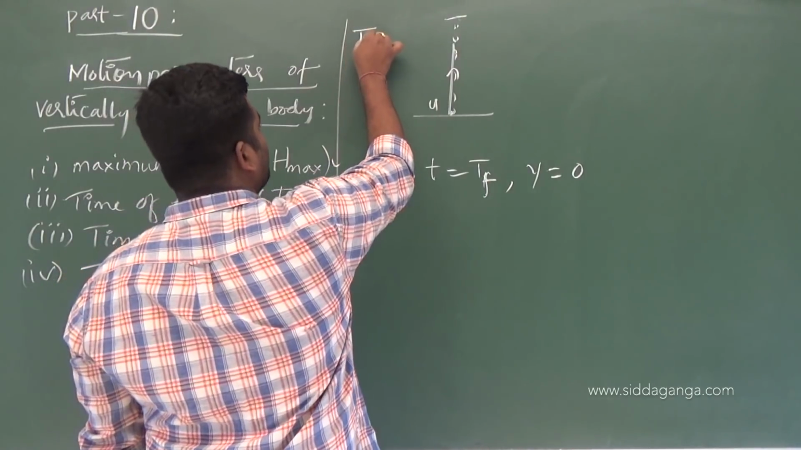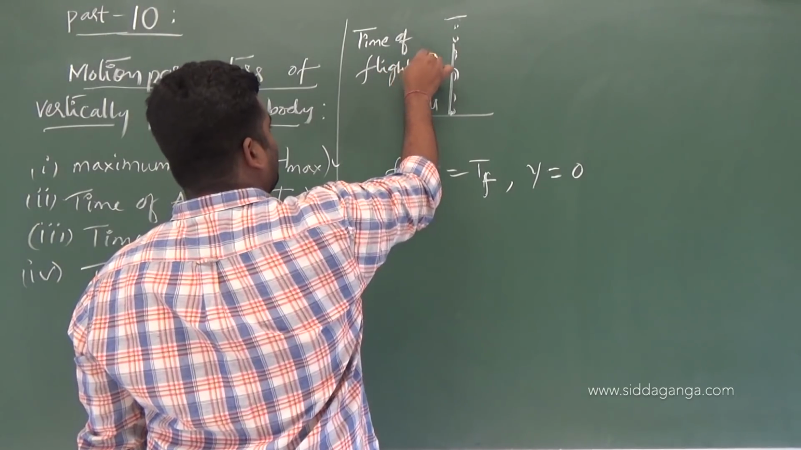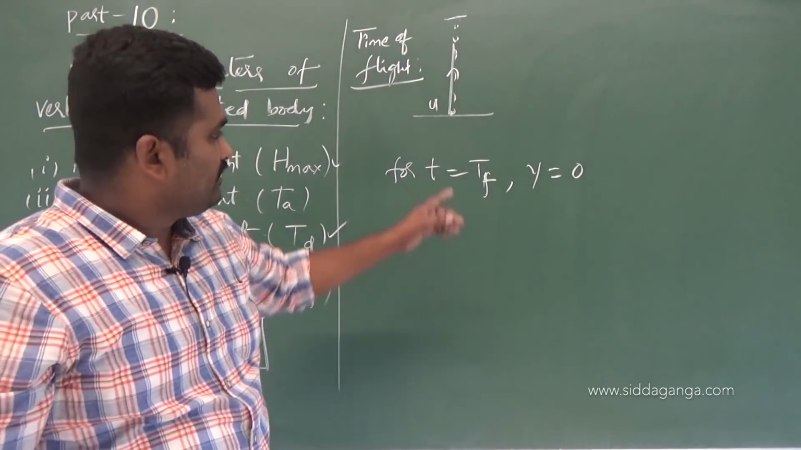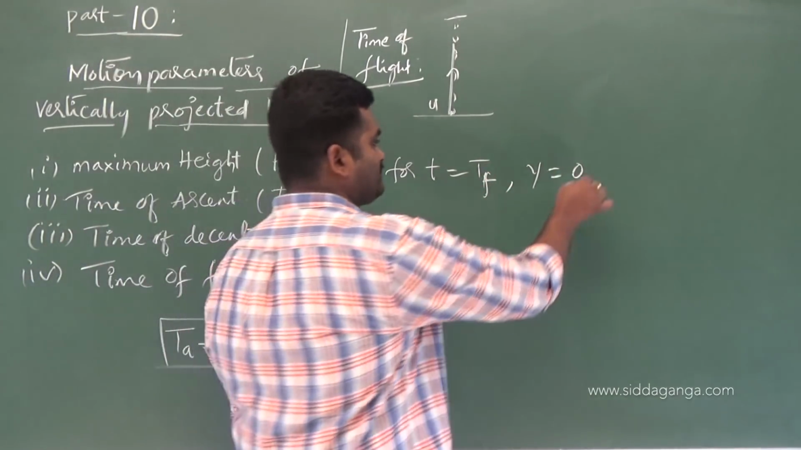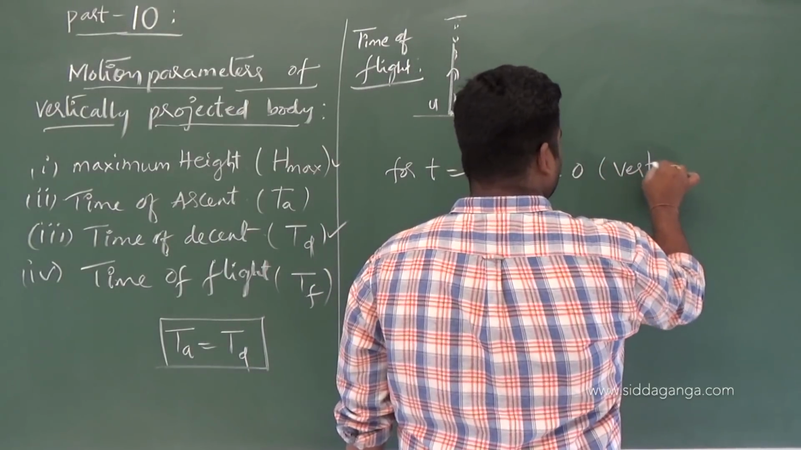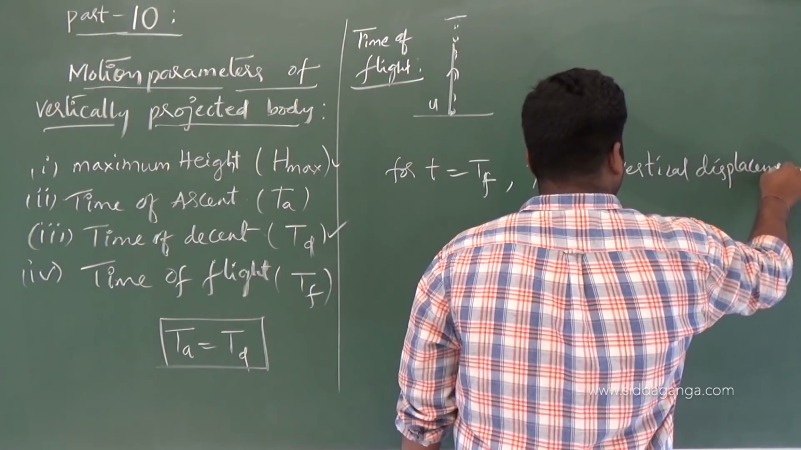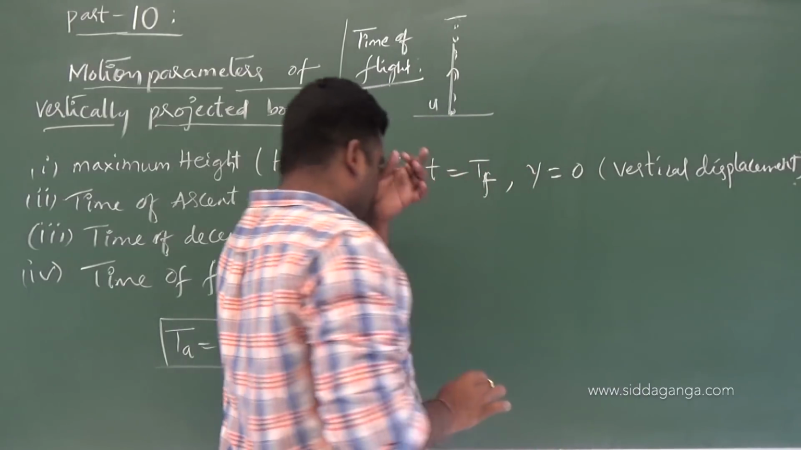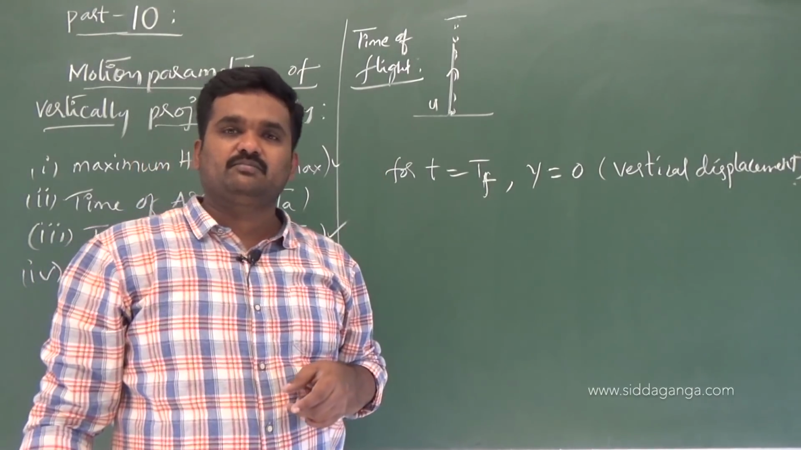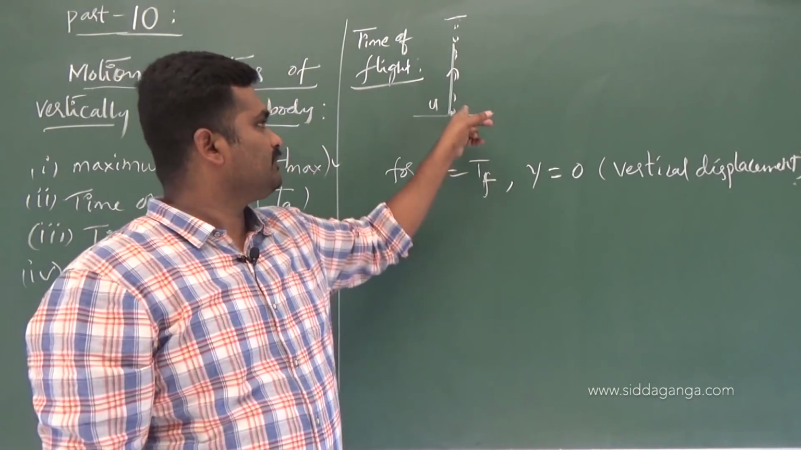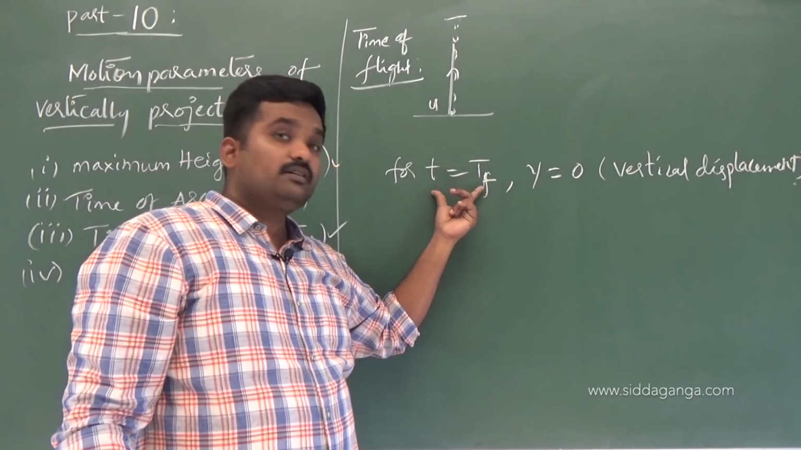So here we are intended to find the expression for time of flight. For a vertically projected body, for t equal to time of flight, the vertical displacement is 0. Remember this point. Why? Because the starting point is this, and the ending point is also that. You know the definition of displacement, final position minus initial position. Final position is this, initial position is the same. That's why displacement is 0 during this time, the time of flight.